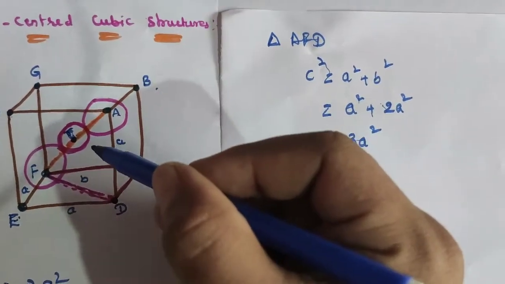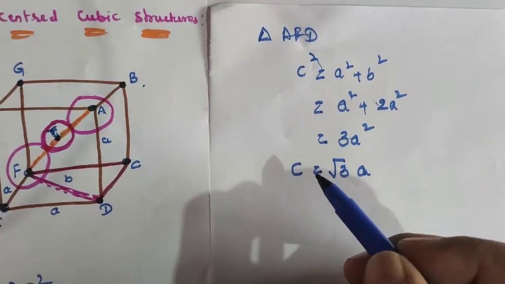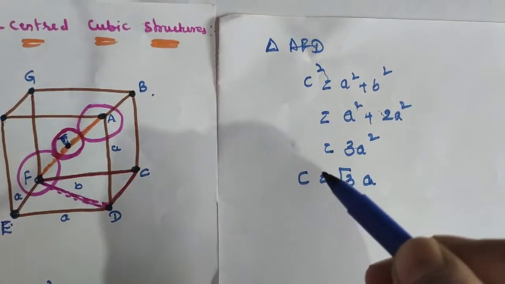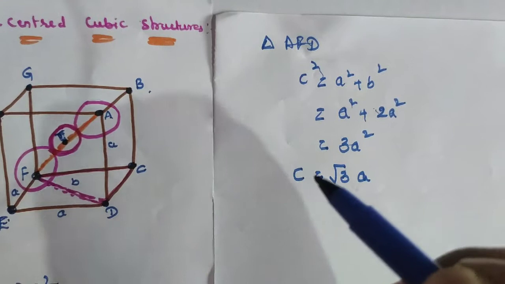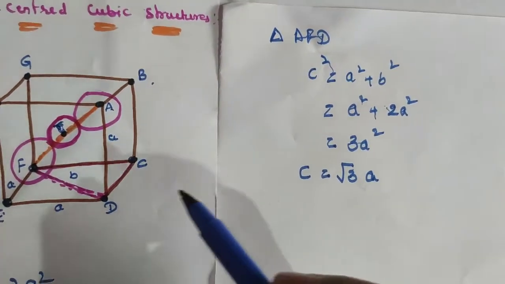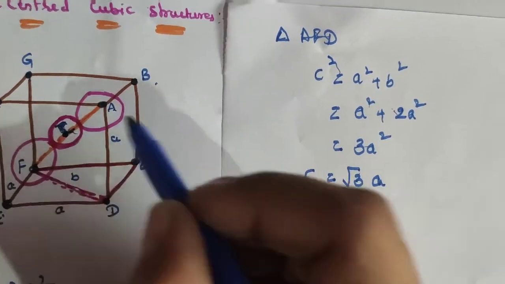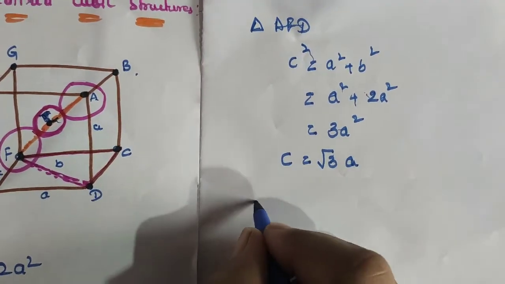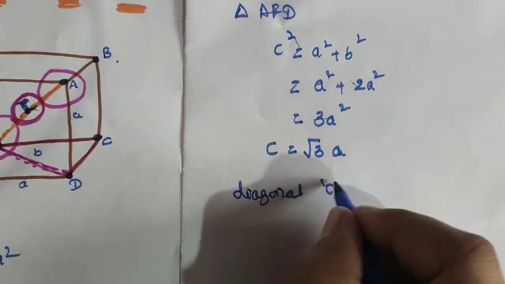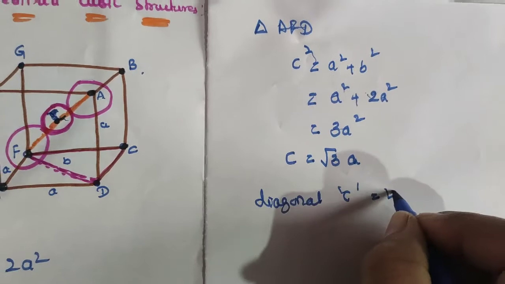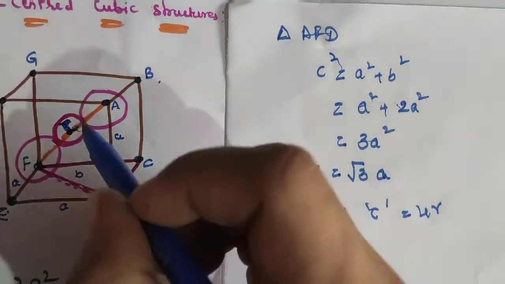Here we have to see how the radius is involved in this BCC, and what the meaning of the radius is. Now let us learn about that. The length of the body diagonal we consider as C. So the body diagonal must be equal to 4R. How does 4R come about? Now let us learn about that.